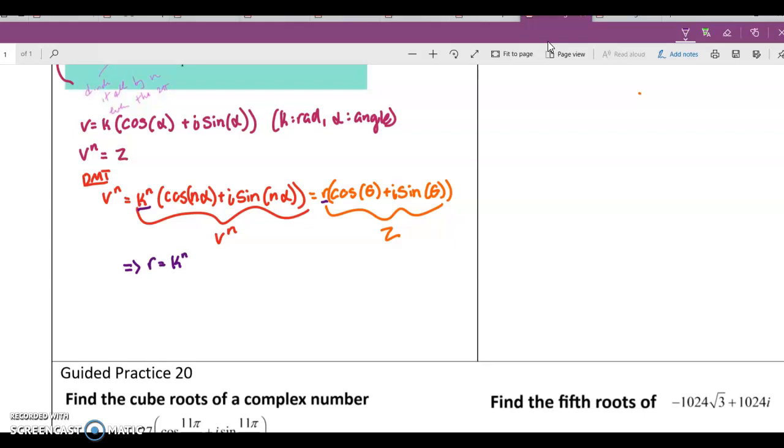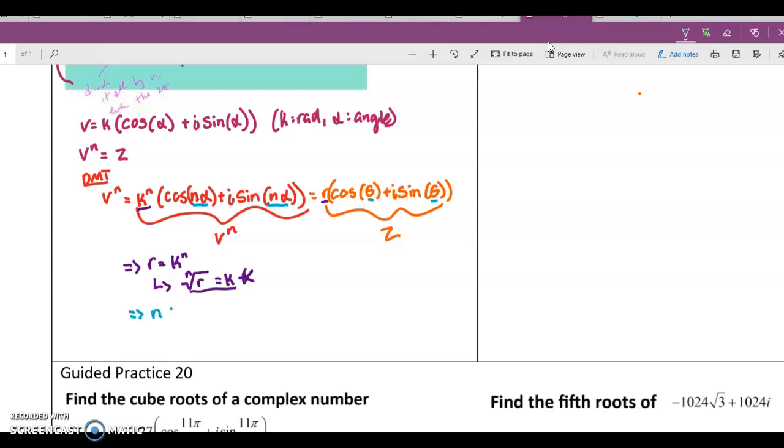Now, if we want to find out what k is equal to, we can take the nth root of both sides. So the nth root of r is equal to k. That's your first component of this whole thing. Now also, since we have the cosine of n alpha and the sine of n alpha, we can say that those are equal to theta.